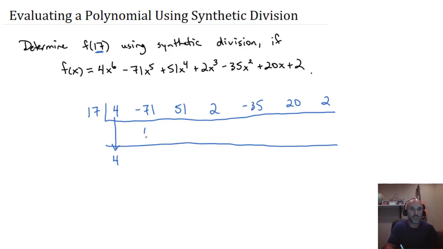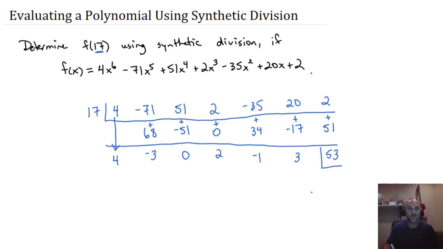So 17 times 4 is 68. Negative 71 plus 68 is negative 3. 17 times negative 3 is negative 51. 51 plus negative 51 is 0. 17 times 0 is 0. 2 plus 0 is 2. 17 times 2 is 34. Negative 35 plus 34 is negative 1. 17 times negative 1 is negative 17. 20 plus negative 17 is positive 3. 17 times positive 3 is 51. And 2 plus 51 is 53.